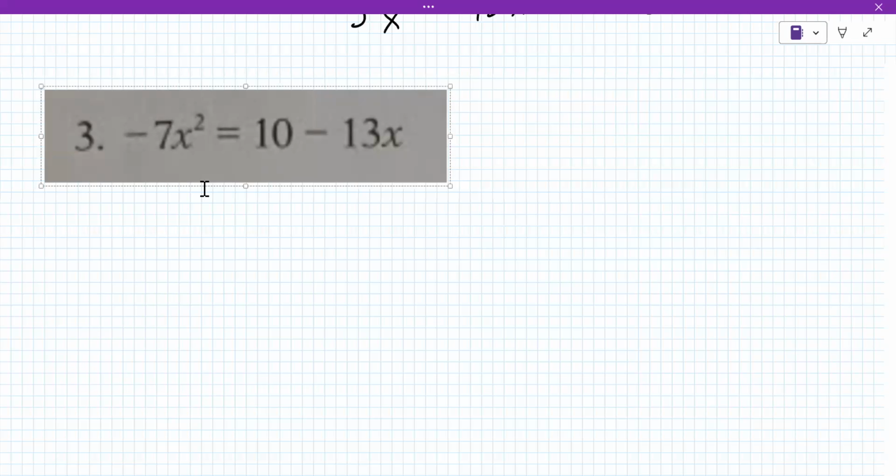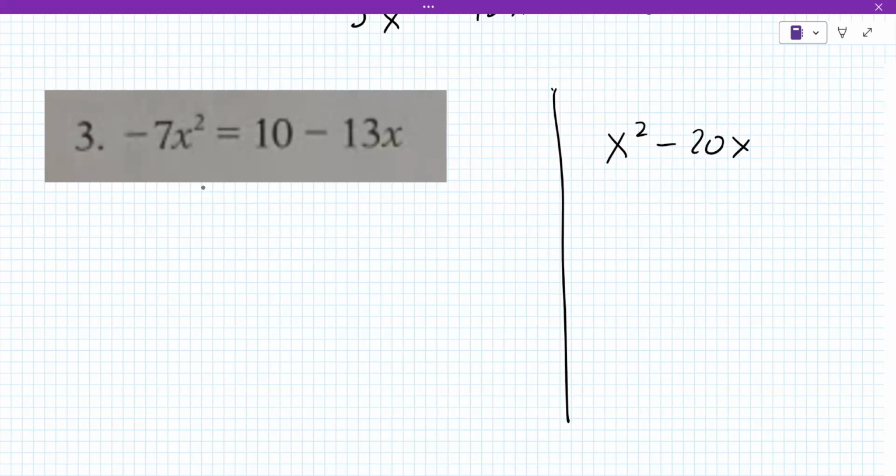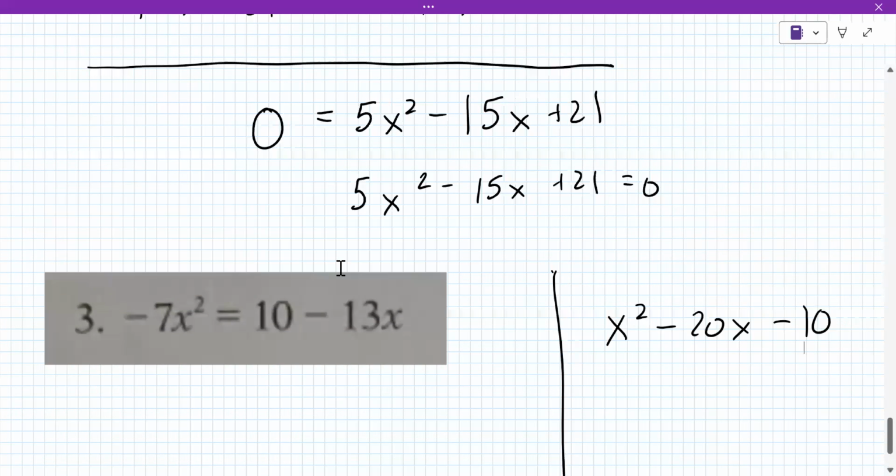Okay, I feel like I have it incorrect. Go ahead and tell me what you've got. X squared minus 20x equals 10, minus 10. Okay. So before I say right or wrong, I want you to look back at this problem here.